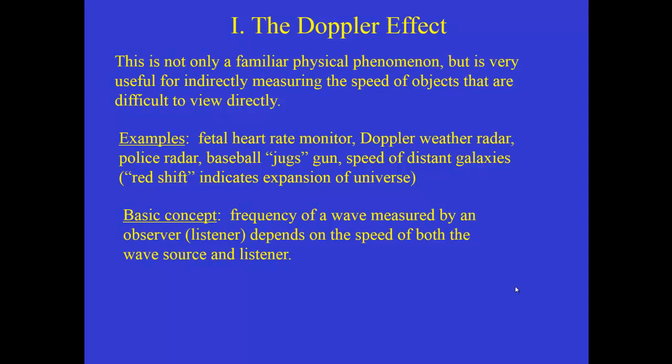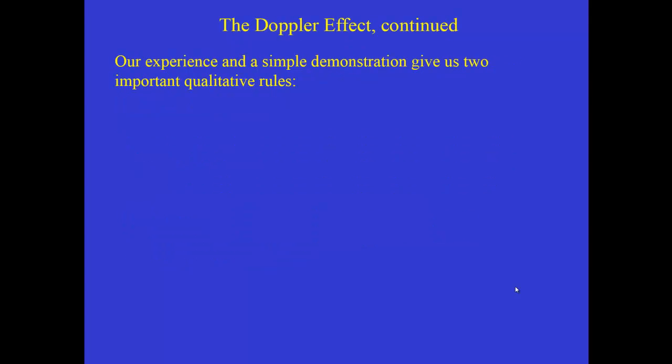The basic concept in the Doppler effect is that the frequency of a wave that's emitted by a source depends on the speed of both the wave source and the listener. And so we're going to work out some very simple equations that will apply to the one-dimensional case where the source and the listener are either moving directly towards one another or directly away from one another.